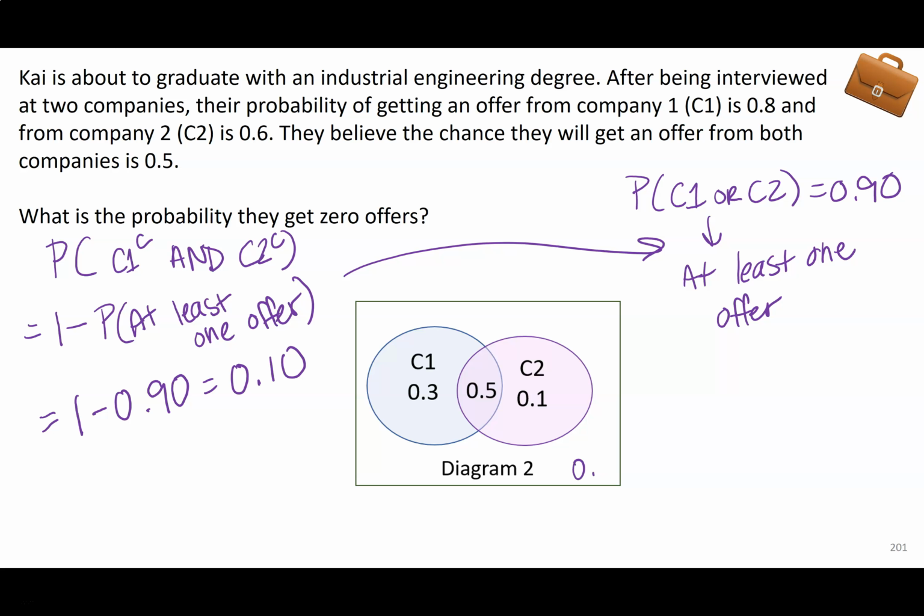So that goes here, because if they didn't get an offer from either one, that doesn't go in either of the circles. So 0.3 plus 0.5 plus 0.1 plus 0.1, that's going to equal 1. And that's our way of checking. It should add to 1. If it adds to anything else, go back and check, something went sideways.